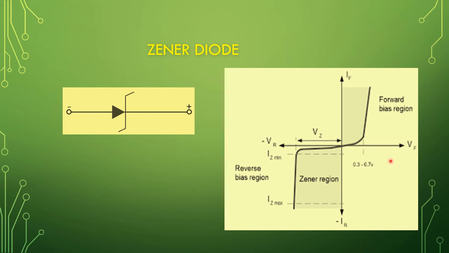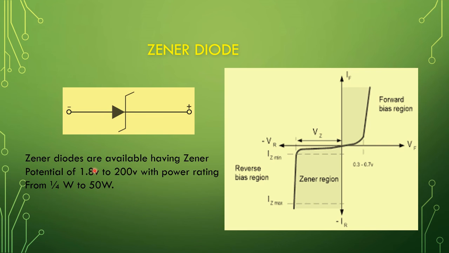Okay, so this is the current-voltage characteristic curve of a Zener diode, and this is the circuit symbol of the Zener diode. Zener diodes are available having Zener potential of 1.8 volt to 200 volt with power rating from 1/4 watt to 50 watt. Okay, so these are the basic fundamental properties of the Zener diode.